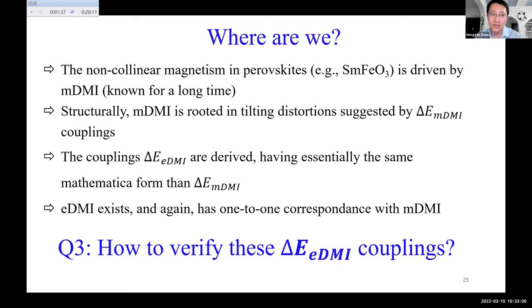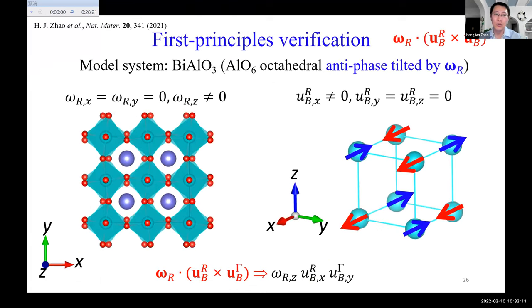Then the second question is how to verify these delta E EDMI couplings. Basically, we can do that by first principles calculations. So what is our strategy? We look at a material system like bismuth aluminate, a typical ferroelectric material. But now we start from the cubic phase without any structural distortion. Then we create the antiphase tilting along the Z direction so that omega Rz is non-zero, while omega Rx and omega Ry are zero. Let's check the couplings.